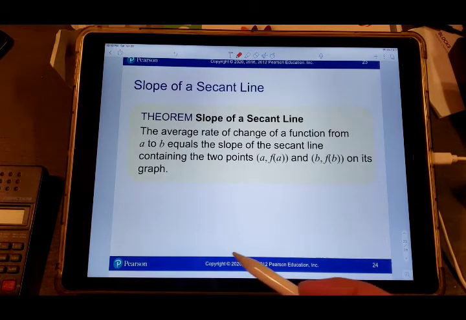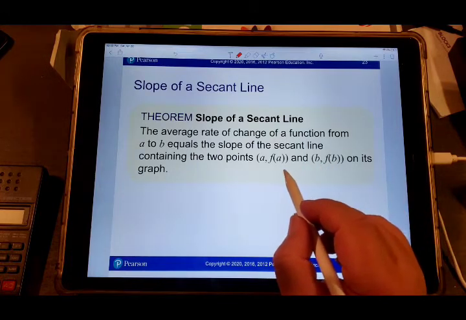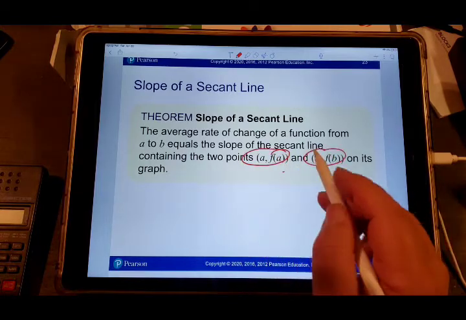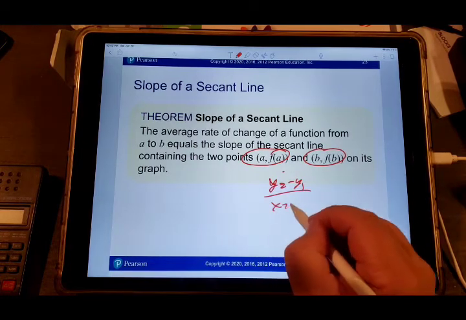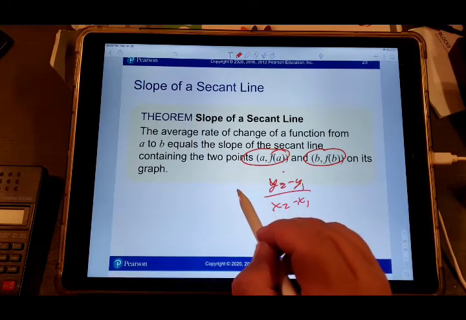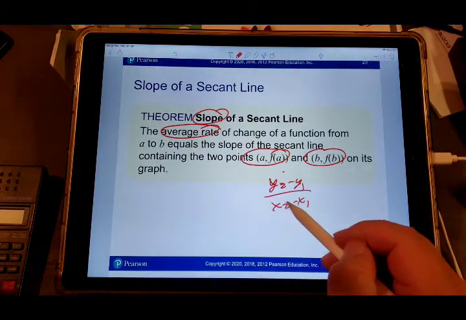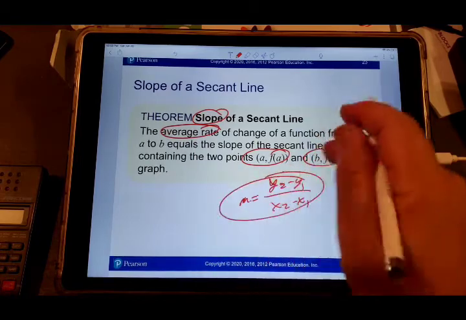Again, this is more of an idea from calculus. The average rate of change of a function from A to B equals the slope of the secant line containing the 2 points. So basically what they're saying is you could use a different technique. You could use y2 minus y1 over x2 minus x1 and just find the slope when they ask you for the average rate of change. So average rate of change is just a reworking of a slope formula that you might have already memorized.